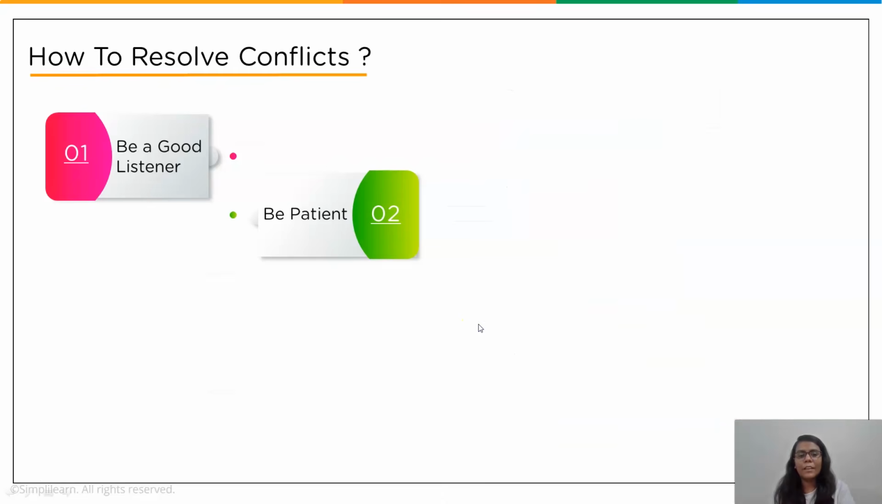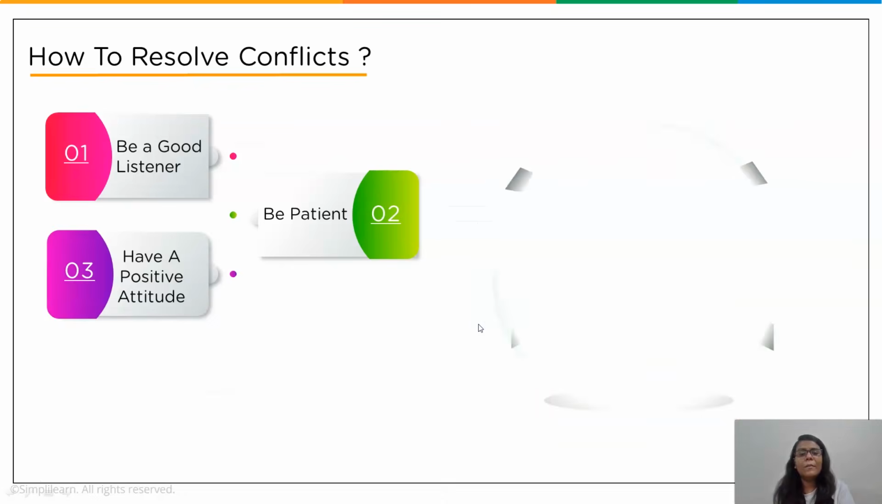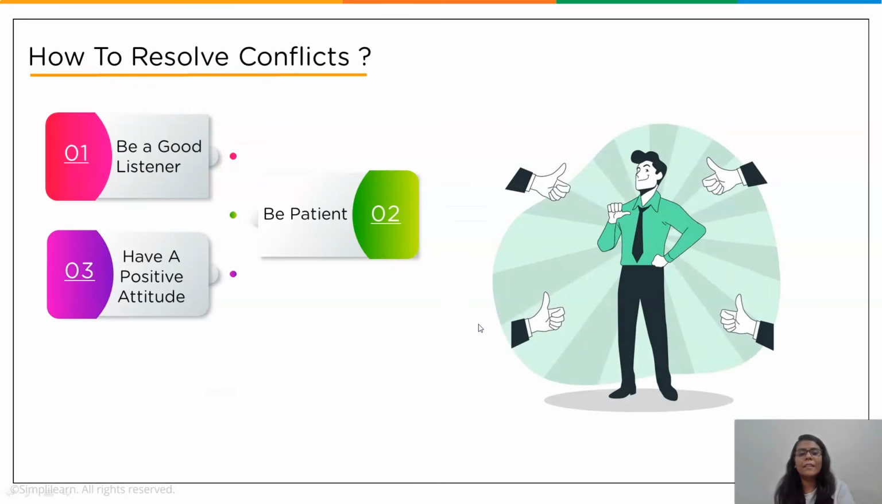Third is have a positive attitude. Now, one should have the motive to resolve the issue at the earliest in the best possible way, rather than finding faults in the other person or assuming that he or she is wrong. Now, provide an interactive and supportive space to discuss the issue, their opinions or their part of the explanation for the issue. Now, this will develop a positive environment around you and enhance your level of confidence to resolve the issue at the earliest.